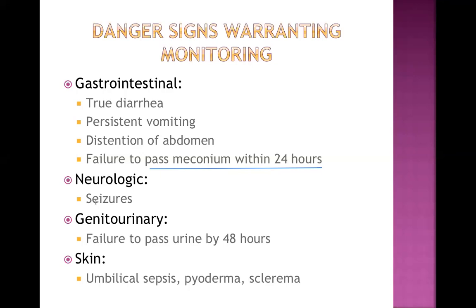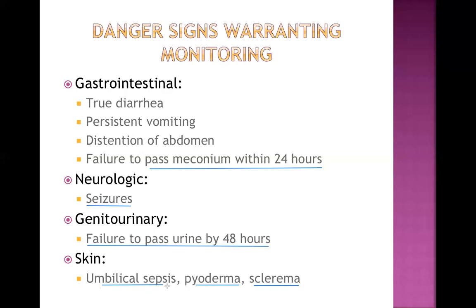Regarding the neurological features, presence of seizure is always a danger sign. This shows a serious problem inside the brain. Regarding the genitourinary system, failure to pass urine by 48 hours is a danger sign. You see that I am underlining this thing, very important for the students. Failure to pass urine by 48 hours, failure to pass meconium within 24 hours is always a danger sign. And regarding the skin, umbilical sepsis, pyoderma, and scleroderma. These are 3 important points which show the baby is not well. These are the danger signs in the newborn.